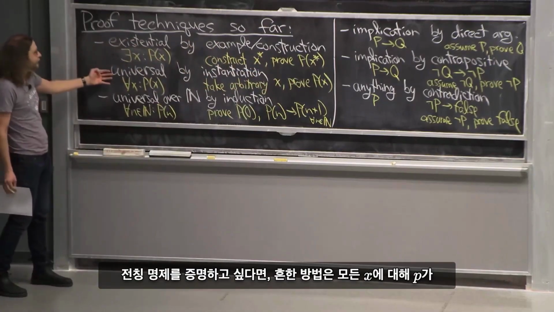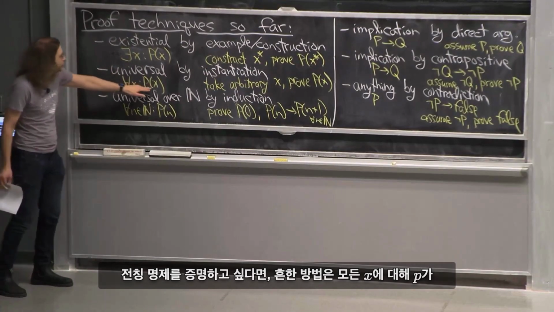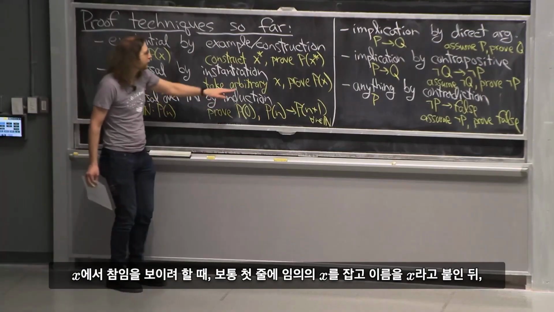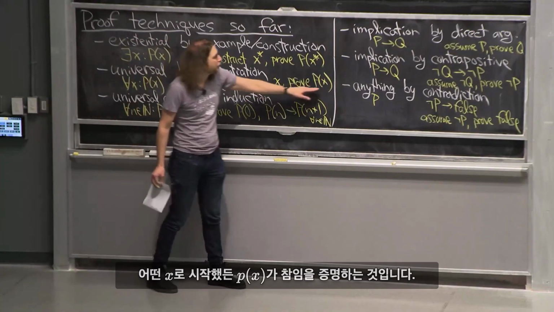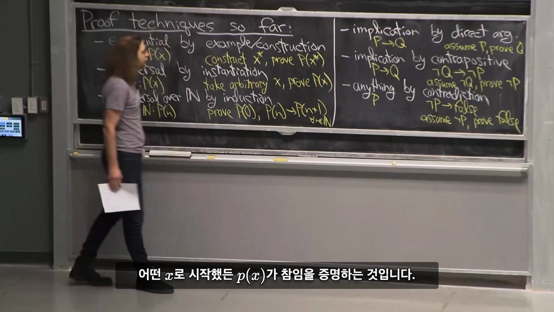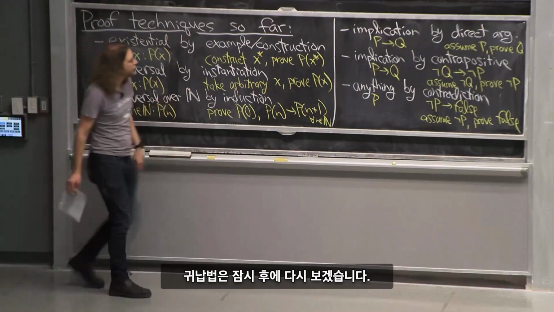If you want to prove a universal, one common way, if you want to prove for all x, p of x is true, typically your first line is take an arbitrary x, just give it a name x, and then prove that p of x is true no matter what x you started with, therefore it's true for all of them. Come back to induction in a second.